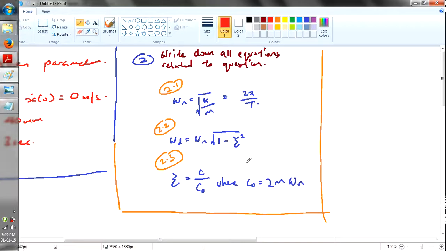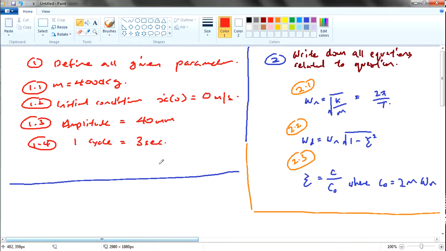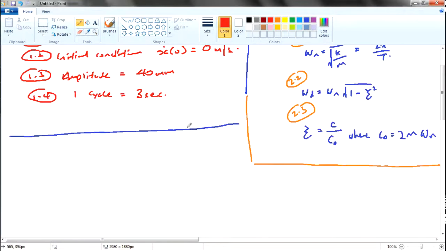So let's go back here, with the damping factor set, let's start off with our findings. What do we know? We know that the mass is 4000 kg. We know the period itself, one cycle is 3 seconds, so we can straight away find our k. So therefore, let me write down.